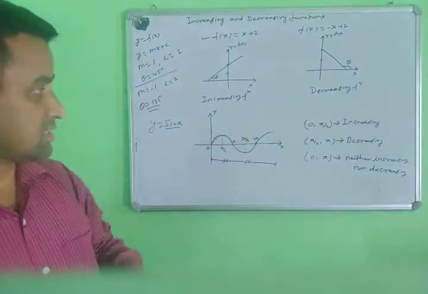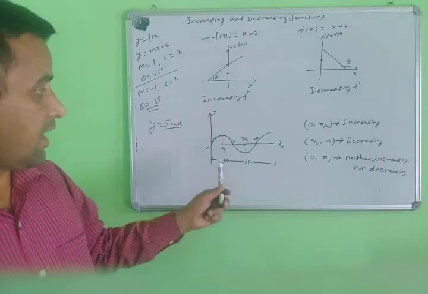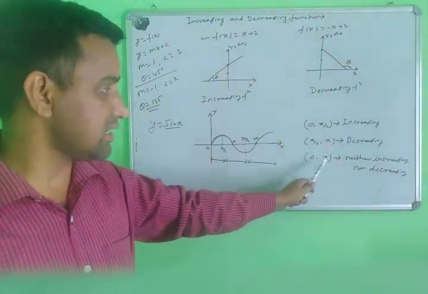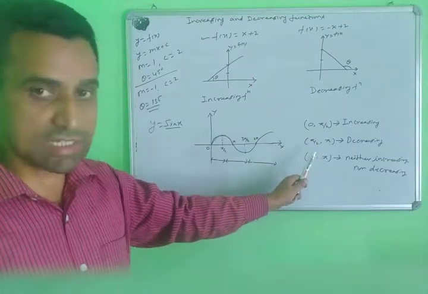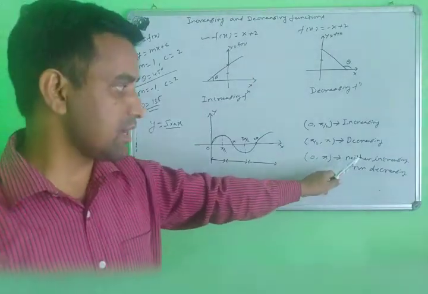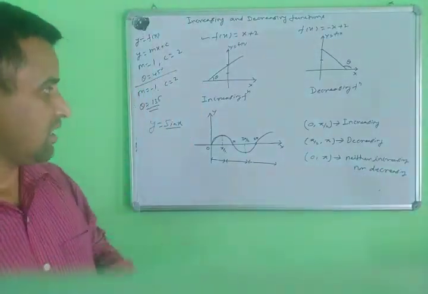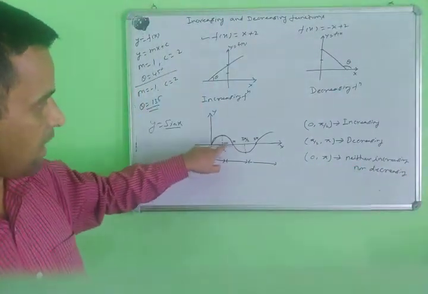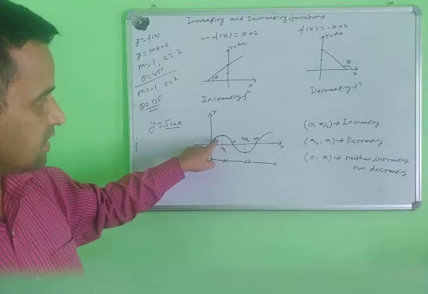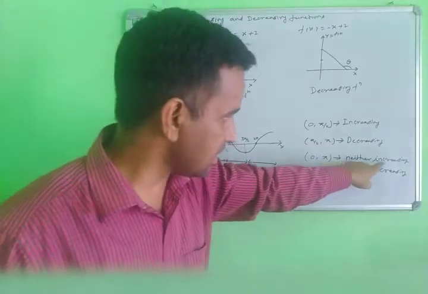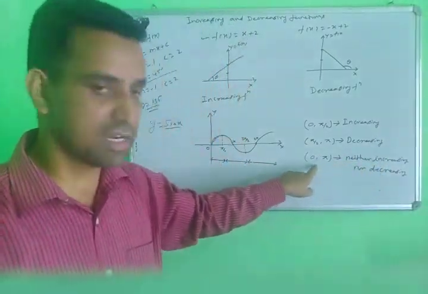Always remember this. Suppose any function on any single interval is both increasing and decreasing, then you will write neither increasing nor decreasing. This is a fixed rule. Because this function from 0 to pi is both increasing and decreasing, you will write neither increasing nor decreasing, because it is a single interval.